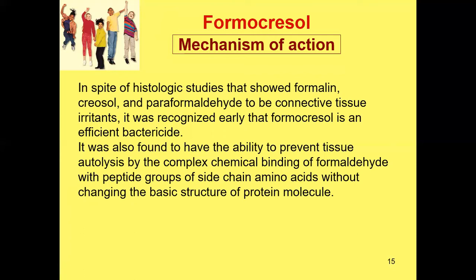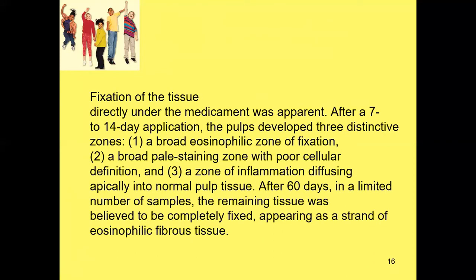it is found that it has an ability to prevent tissue autolysis by the complex chemical binding of formaldehyde with the peptide group. So there is a chemical binding that happens between the formaldehyde and the peptide group of the tissue, so that will prevent the autolysis of the tissue, of the side chain of the amino acids, without changing the basic structure of the protein molecule. So what it does is it fixes the tissue. When it is applied on the surface of the tooth, it will fix the tissue. So fixation of the tissue is what happens.